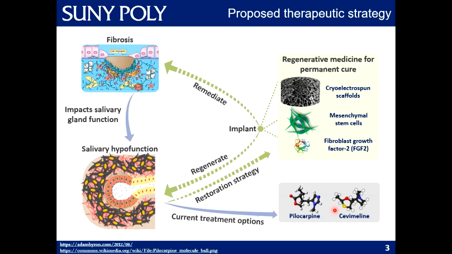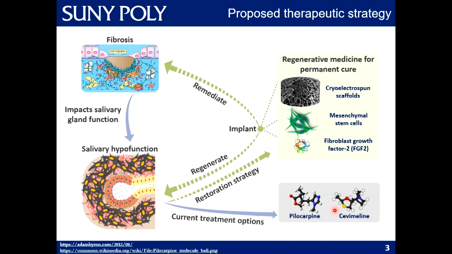And also, if you fabricate the scaffold in such a way that the native cells are able to migrate into the scaffold, then the gland can regenerate a portion of itself and regain function. So this is the therapeutic strategy we've proposed.